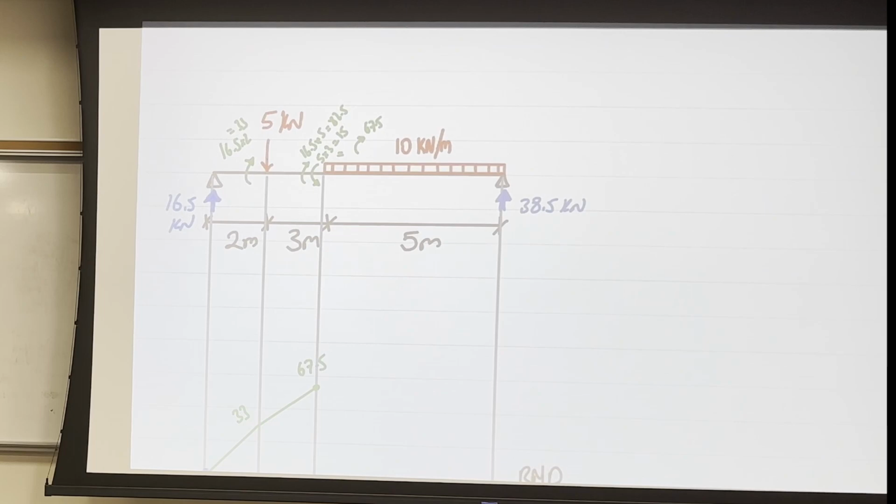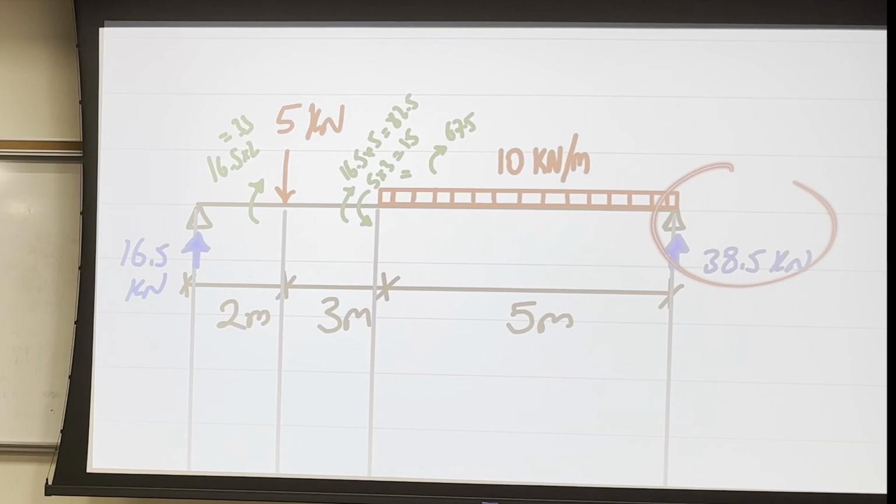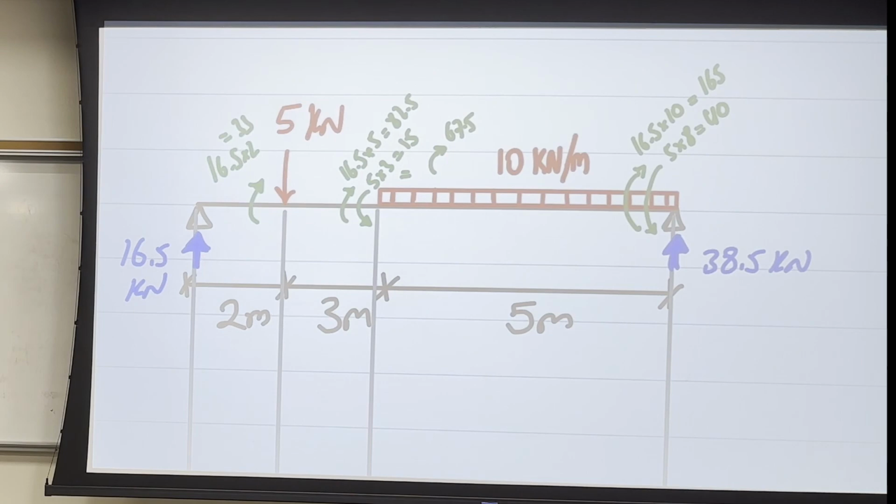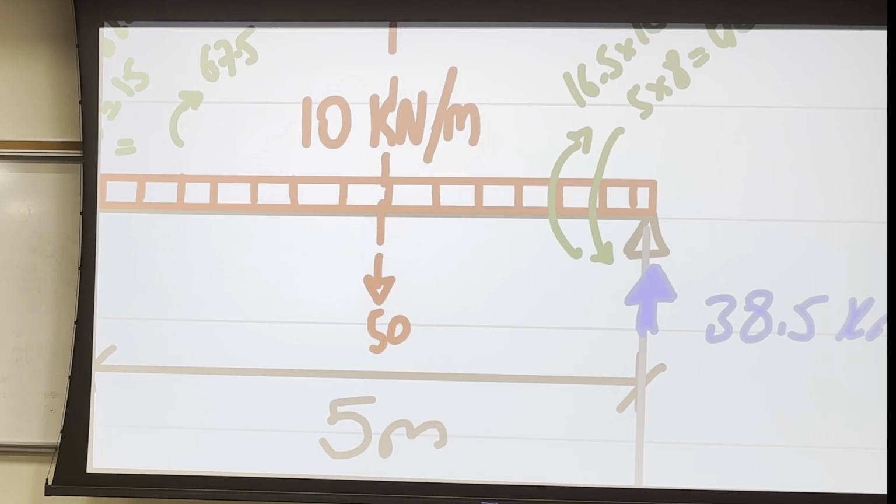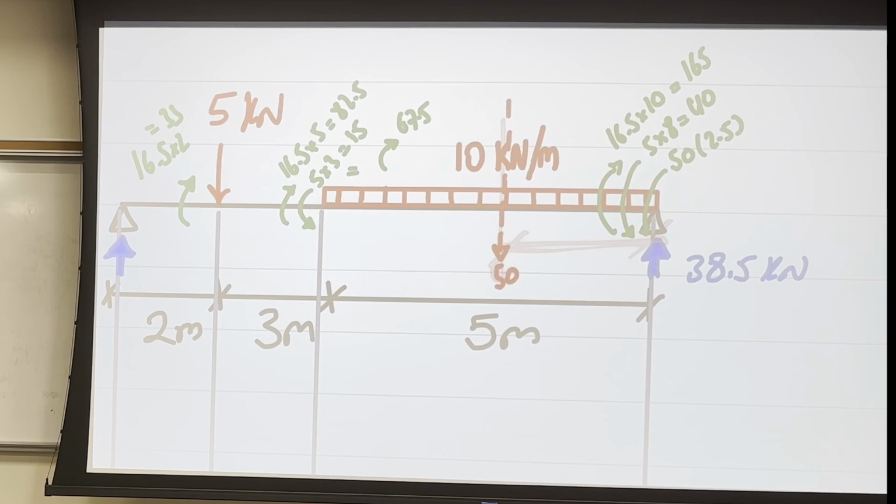Of course, it's kind of obvious that we should start from right to left, but let me start from left to right. So I will have 16.5 times the whole distance now, which is 10. And then I do have a curve like this, which is 5 times 8, 40. So this will be 165, and then I have 40. Then I do have the distributed load, so I will put it as a point load. 10 times 5 is 50. So the moment due to this distributed load is going to be, looking down, 50 times this distance, which is 2.5, which is equal to 125.